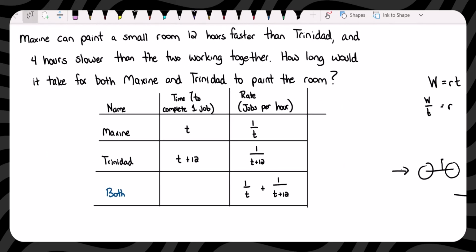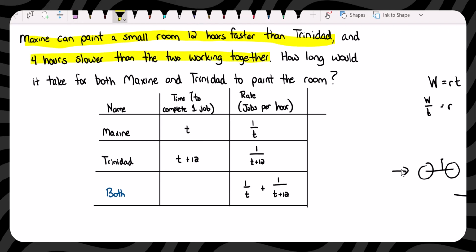Now let's take a look at that unfilled box. That's actually the hardest box to fill. Although, to be honest with you, I think Trinidad's time was very challenging as well. So let's see. Maxine can paint a room 12 hours faster than Trinidad. Well, that's exactly said right here. She takes T hours, he takes T plus 12. He takes 12 hours longer. Okay, that's fixed. But what about that second piece? And 4 hours slower than the two working together.